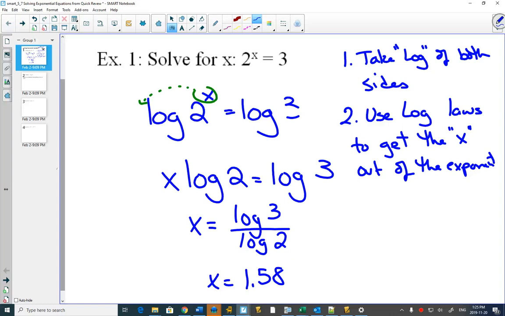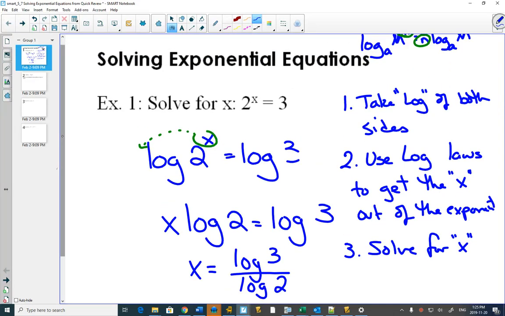Why do we need that? Well, we need it for exponential equations. And then you just have to solve once you've done that. So this is the most basic one of using those steps. Okay? That's not the only way you could do this question. With logarithms, sometimes there's more than one way.